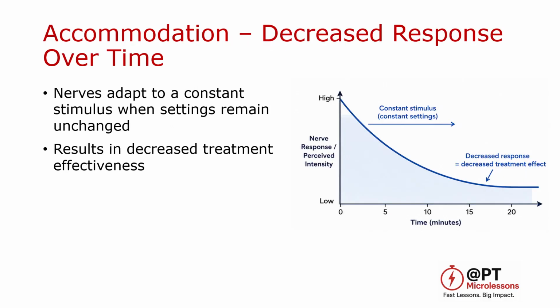To wrap up, let's look at another key concept in electrotherapy: accommodation. Accommodation occurs when nerves adapt to a constant electrical stimulus, especially when the settings remain unchanged. Over time, this adaptation leads to a reduced response, resulting in a reduced treatment effect during electrotherapy. This is why we often adjust or modulate the settings to maintain effectiveness throughout the treatment.